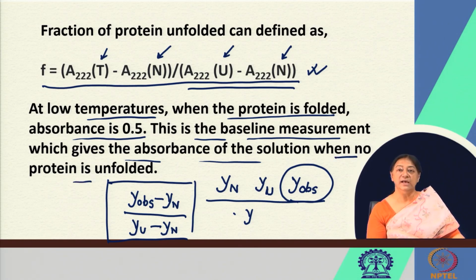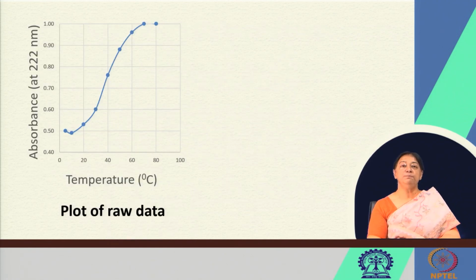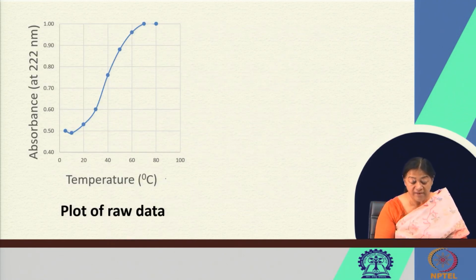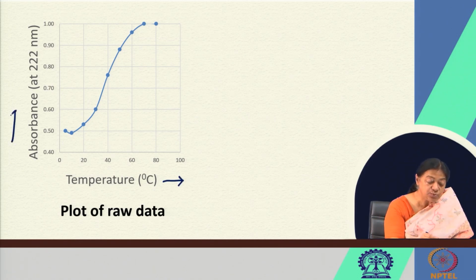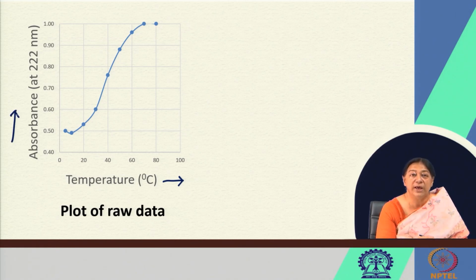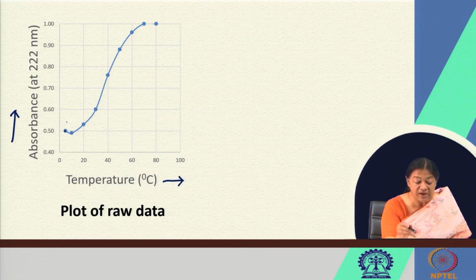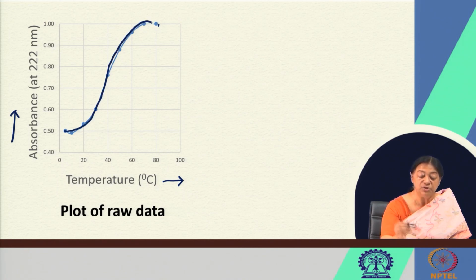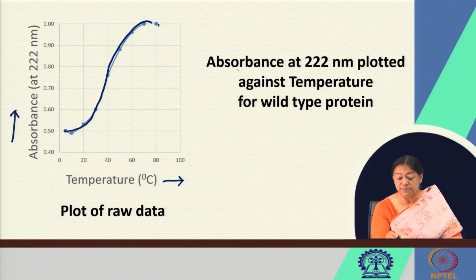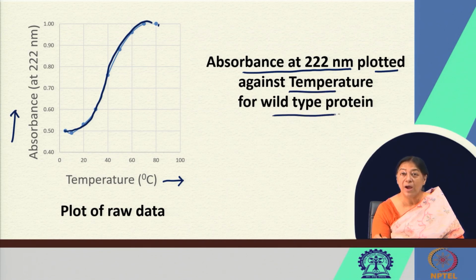Let us now plot the data and see what it looks like. So, this is the plot of the raw data. What do we have? Along the x axis we have the temperature, along the y axis we have the absorbance at 222 nanometer, and we see the initial value at 0.5 and this value at 1. So, this gives us an indication that with the temperature the absorbance value follows this curve that has been drawn. So, this absorbance at 222 nanometer is plotted against the temperature for the wild type protein.